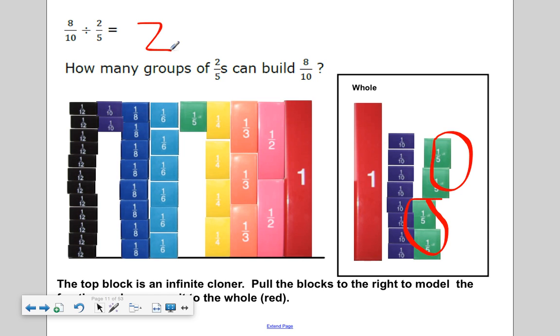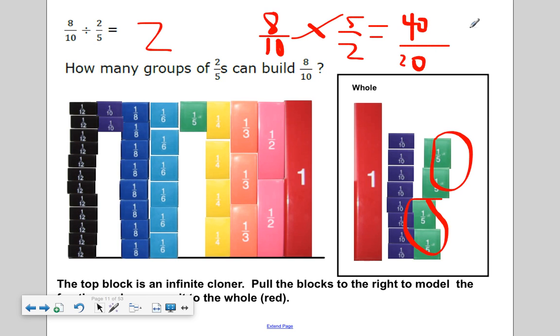What if you do not like the pictorial model and you would rather use the mathematics of this? So what did we start with? We started with 8/10. We are multiplying by its reciprocal. What's the reciprocal of 2/5? 5/2. So if you multiply the numerators, you get 40. If you multiply the denominators, you get 20. The answer is 2.